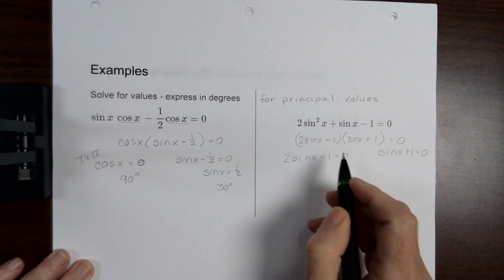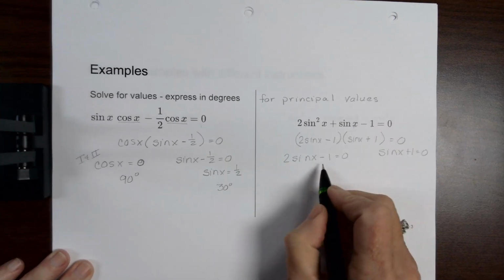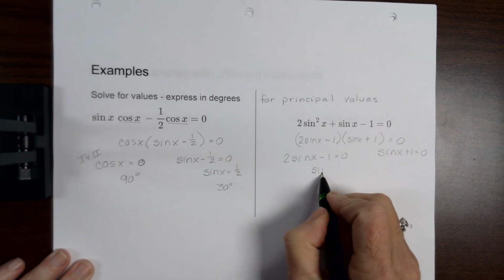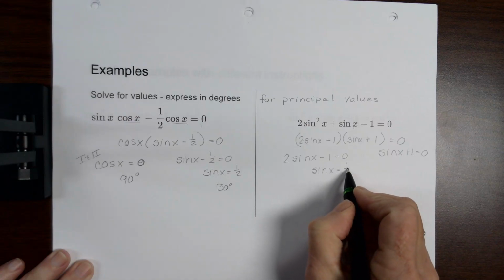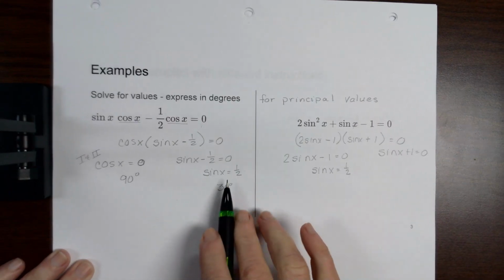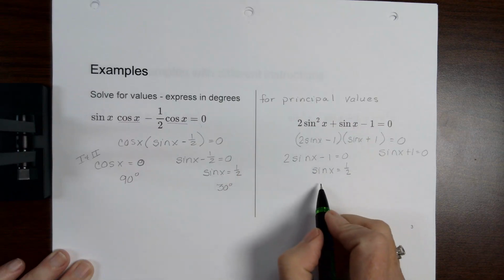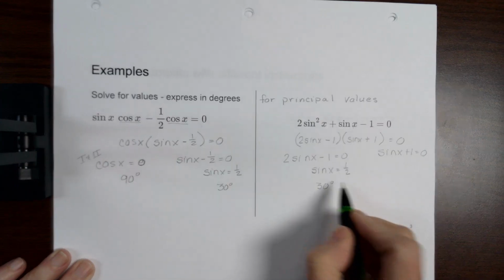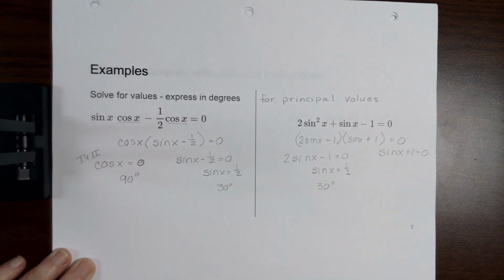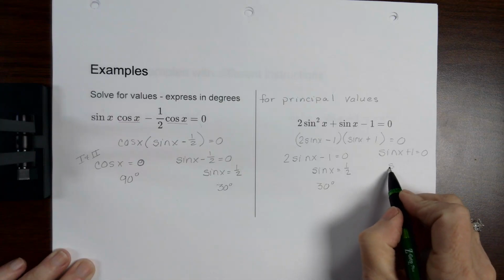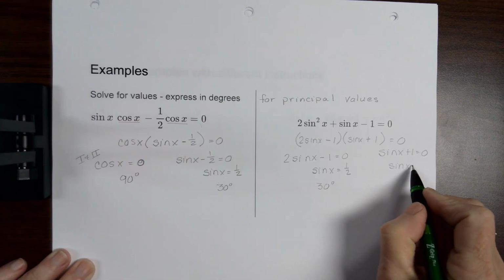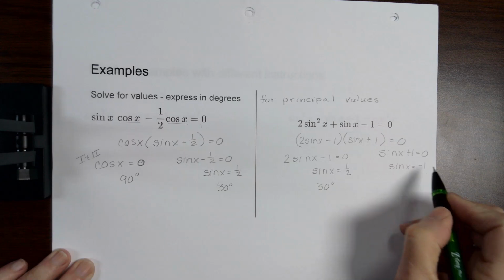Okay, so then I solve. So I'm going to add a 1, and then I'm going to divide by the 2. So I have a sine of x is equal to 1/2. I already did that. I know that the principal sine of x equals 1/2 is at 30 degrees because I'm limited to the first and the fourth quadrant with a sine. This says the sine of x equals negative 1/2.